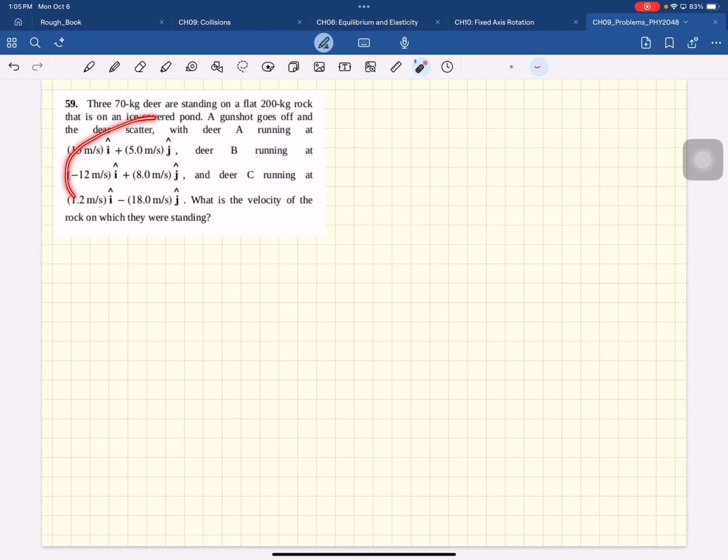Okay, this is a similar problem. Do you want me to solve? I'll solve it. There are 3 deer standing on a rock, so the initial momentum is 0. And then a gunshot goes off and they scatter, so the final momentum has to be 0, and you're finding one of the velocities. Do you want to see that?